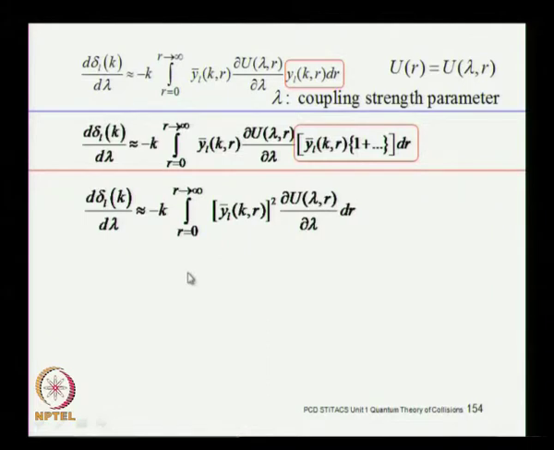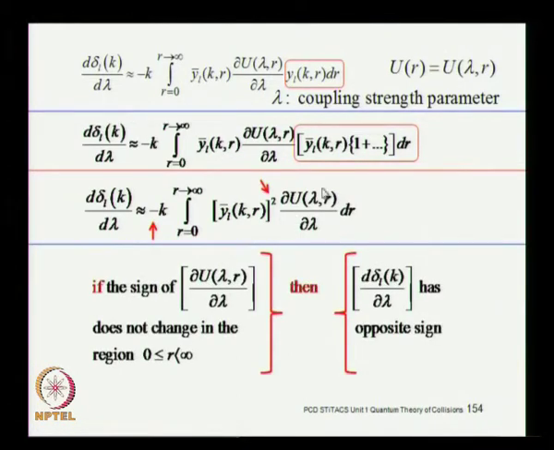So, now let us examine this relation. Here you have got a square in the integrand, okay, the integrand is a product of two factors, one of which is a square, which is always non negative, it is always positive, right. The other is the rate of change of the potential with lambda, and then notice that there is a minus sign over here. Now, what this means is that if the sign of this derivative is not changing in this entire range 0 through infinity, then the sign of d delta by d lambda is opposite to that of the sign of del u by del lambda.